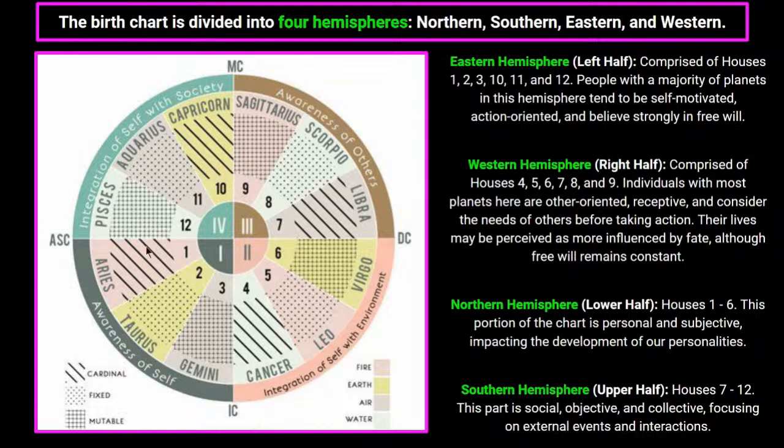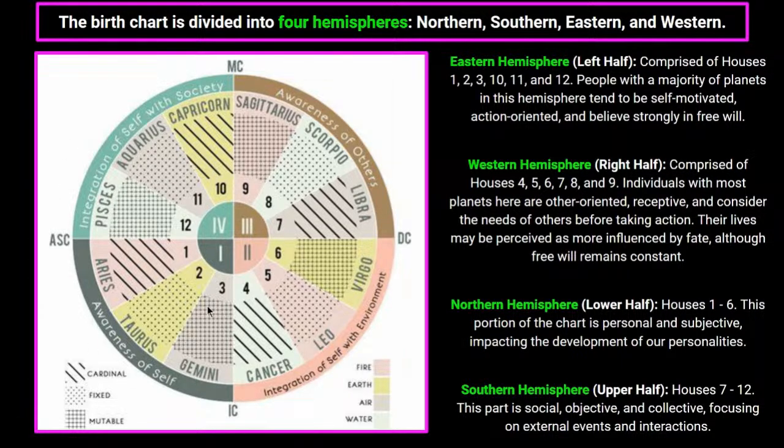The birth chart is divided into 4 hemispheres: the northern, southern, eastern, and western. We're going to look at these in another order, and we'll see why. But first, when we're working today, we're going to start with the eastern hemisphere. All right. So the eastern hemisphere is the left half. Over here, where I'm pointing out in this image here.